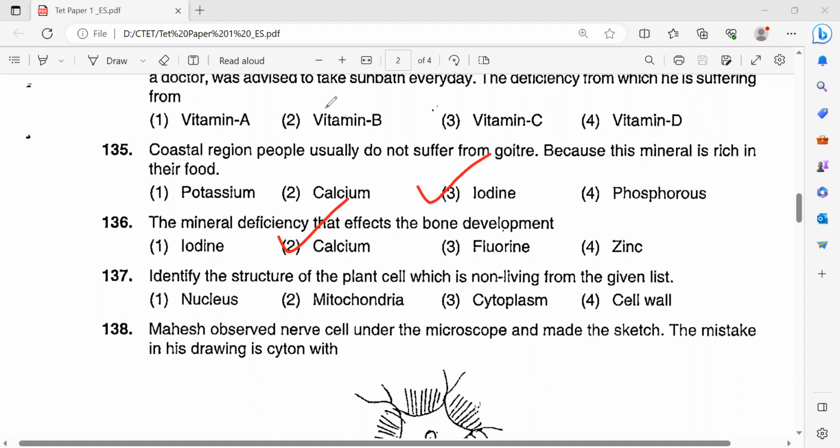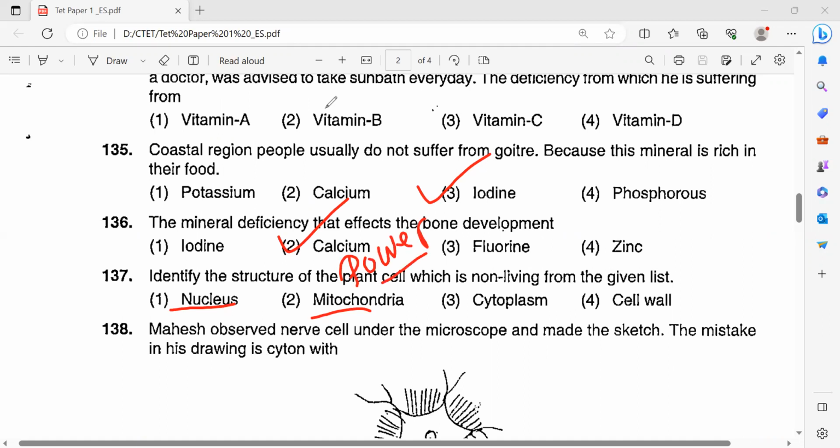Identify the structure of the plant cell which is non-living from the given list. Non-living, they asked. Nucleus, which is the brain of a cell, controls the cell function, everything it will control. So the nucleus is a living entity. Mitochondria is involved in energy production, which is called the powerhouse of a cell.